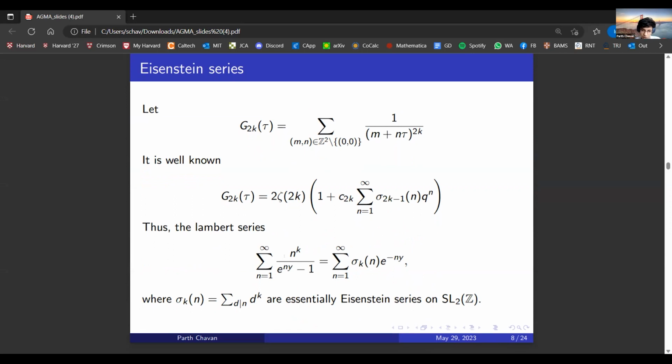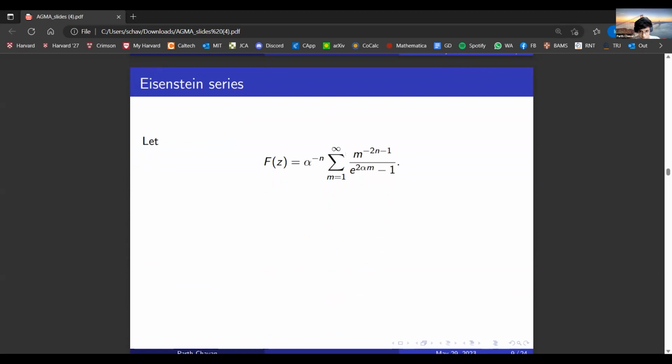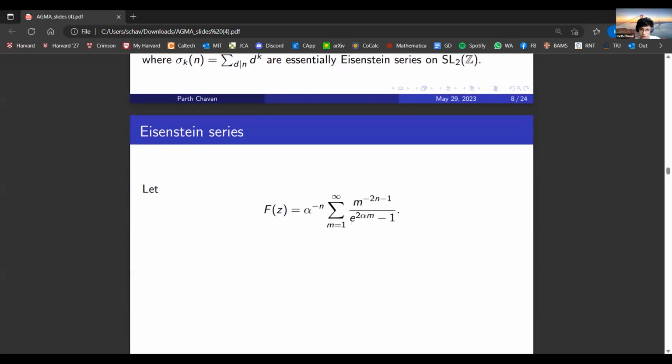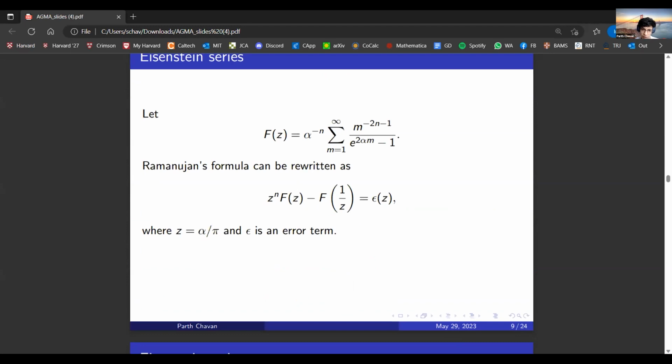Well, why this result is important is because this series also appears in Ramanujan's identity, and thus Ramanujan's identity can be considered as a transformation formula for Eisenstein series. Let f of z equal the sum of m to the minus 2n minus 1 over e to the alpha m minus 1, with alpha to the minus n, which was just considered over here. So this is essentially an Eisenstein series. And what Ramanujan's identity tells us is that z to the n f of z minus f of 1 over z can be expressed as an error function, where epsilon of z is the convolution of Bernoulli numbers. Thus, this connection reveals that Ramanujan's identity can be considered as a transformation formula for the Eisenstein series.